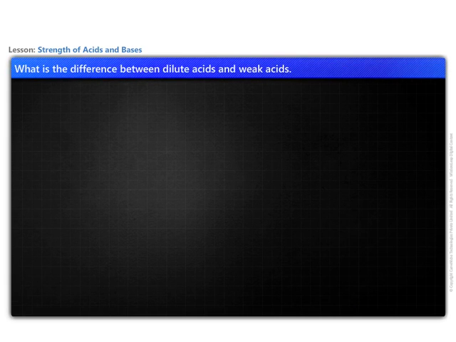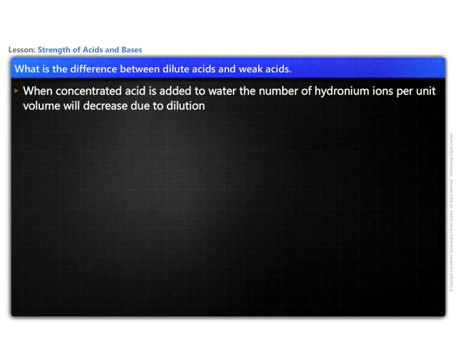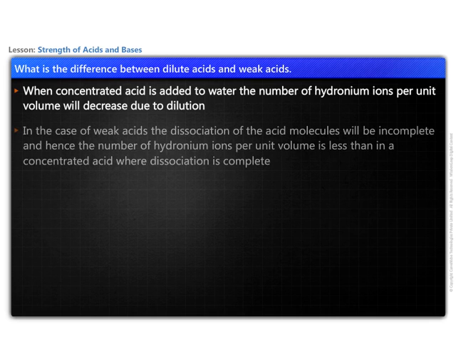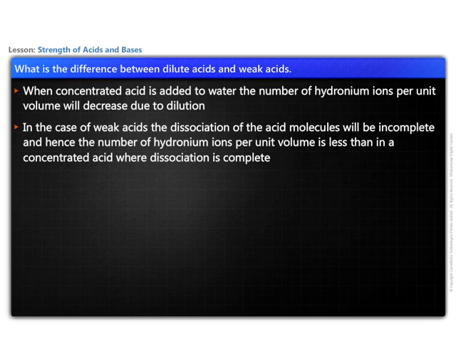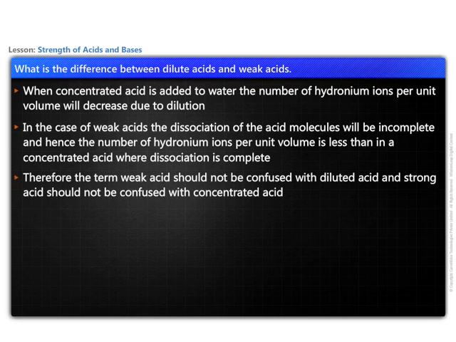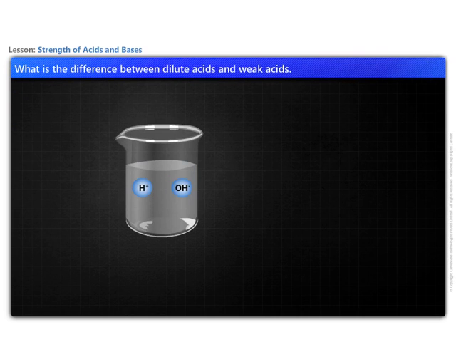What is the difference between dilute acids and weak acids? When concentrated acid is added to water, the number of hydronium ions per unit volume will decrease due to dilution. In the case of weak acids, the dissociation of the acid molecules is incomplete and hence the number of hydronium ions per unit volume is less than in a concentrated acid where dissociation is complete. Therefore, the term weak acid should not be confused with dilute acid, and strong acid should not be confused with concentrated acid.